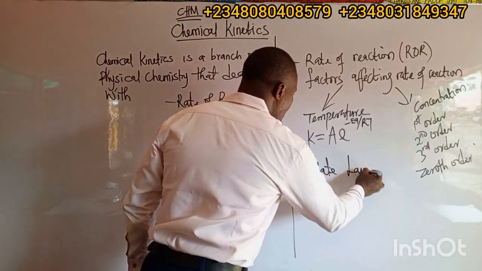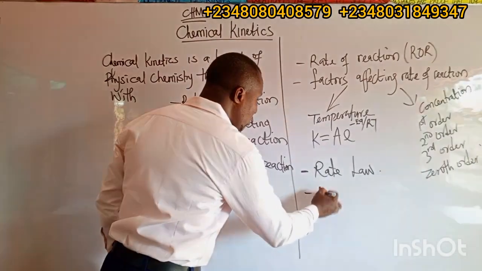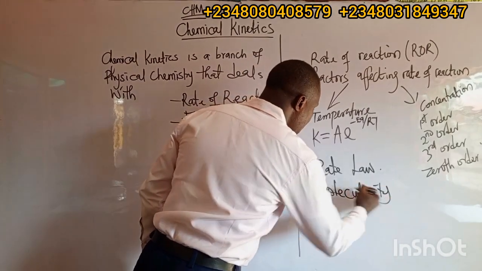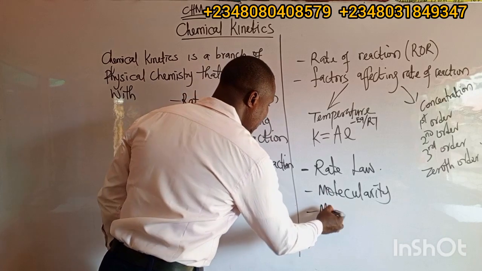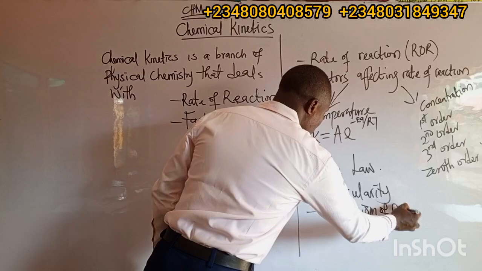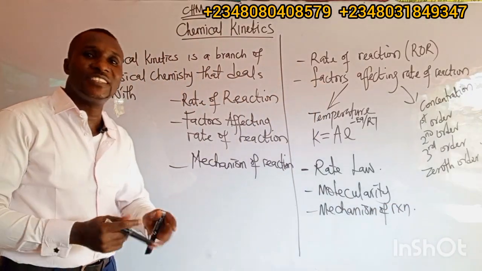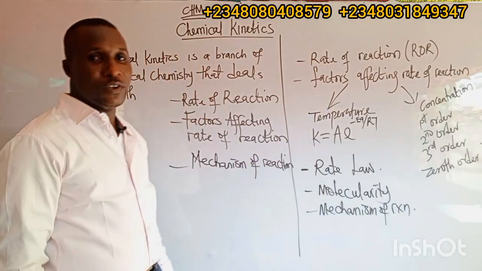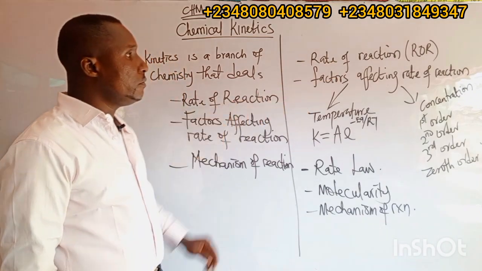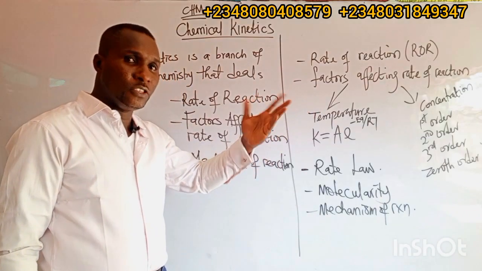We shall discuss rate law. We shall discuss molecularity, and we shall discuss mechanism of reaction. This is everything we are going to do under chemical kinetics. Rate of reaction, factors affecting rate of reaction. Under factors affecting rate of reaction, we have 7 factors. I shall discuss 7 factors.